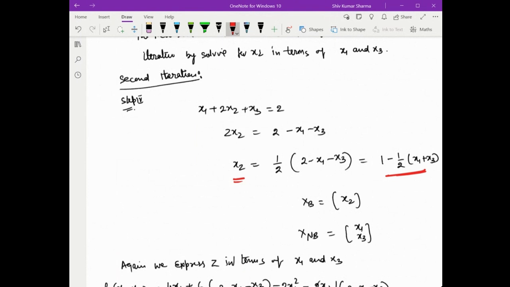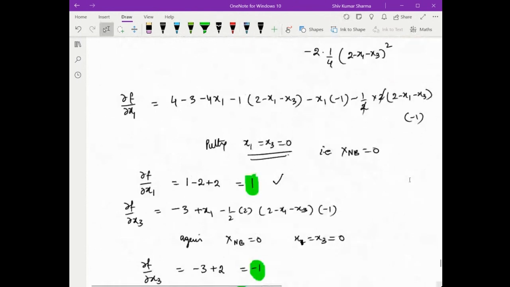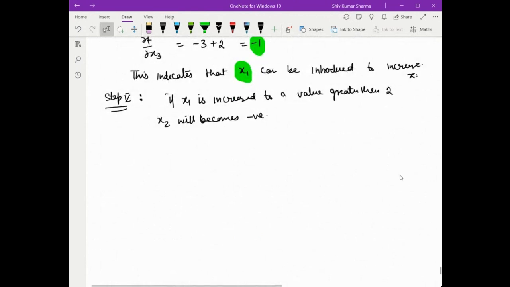Or when you increase the value of x1 greater than 2, that means x2 gives the negative value. So x2 will become negative. Since x2 equal to, we write as 1 minus 1 by 2 x1 plus x3, and we put x3 equal to 0. That means the next basic variable we put at 0.